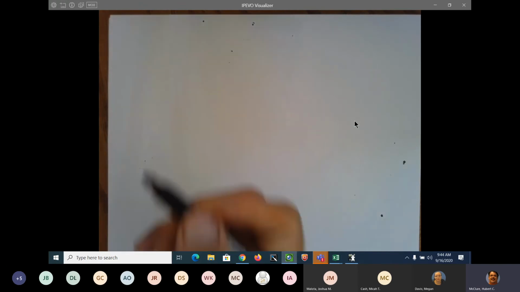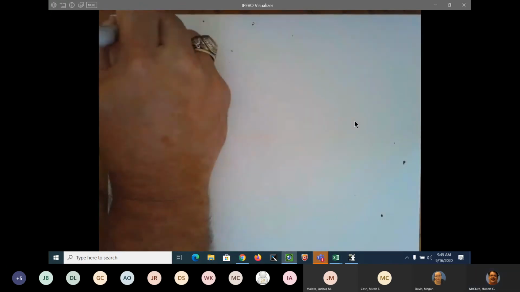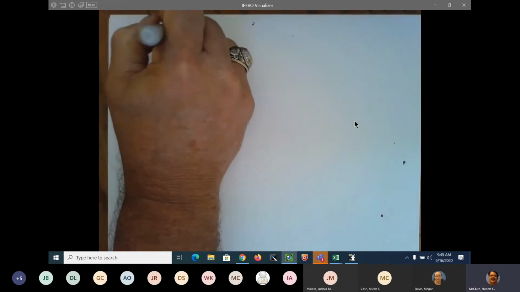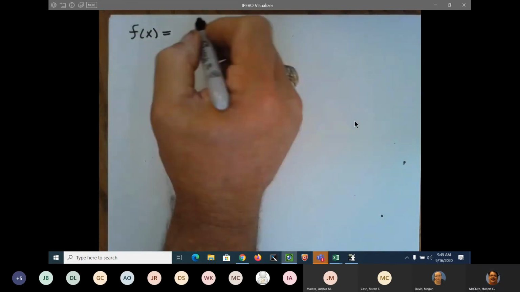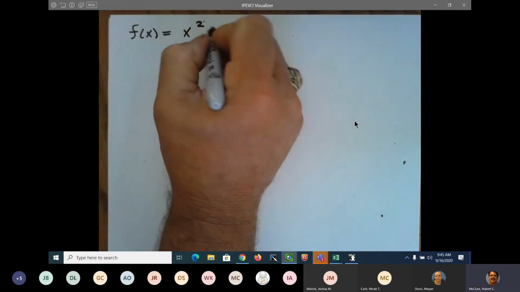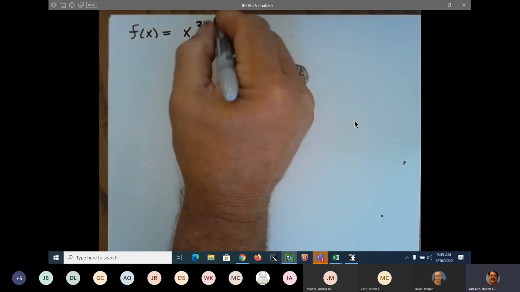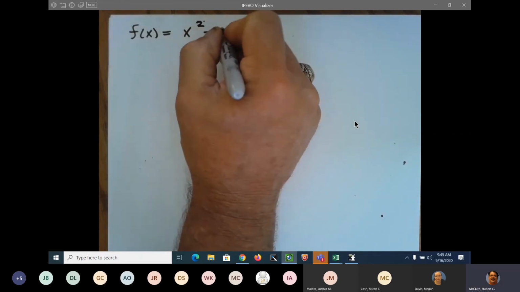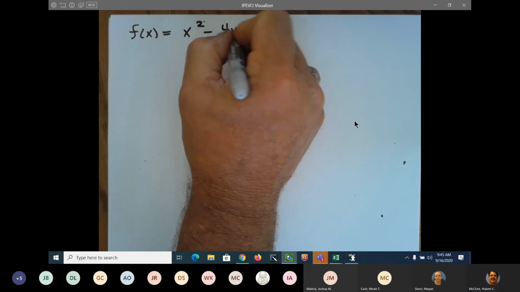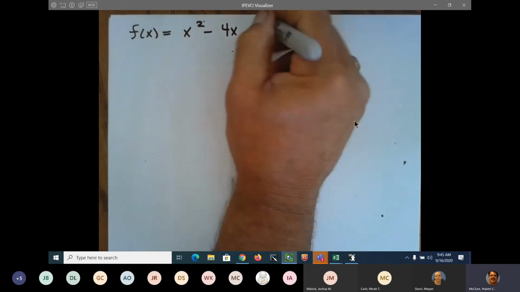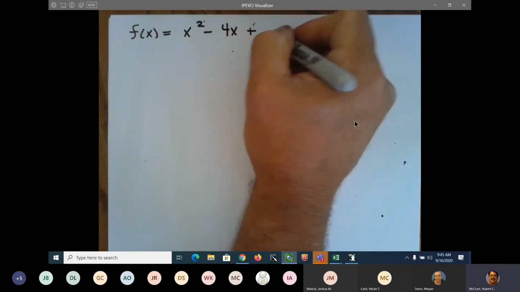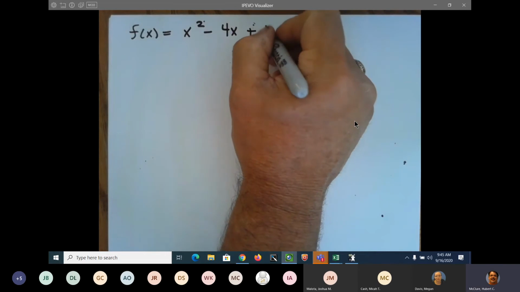So let's do f of x is equal to x squared, I'm going to give you a fairly easy one, minus 4x plus, let's see, give you one that's 16.